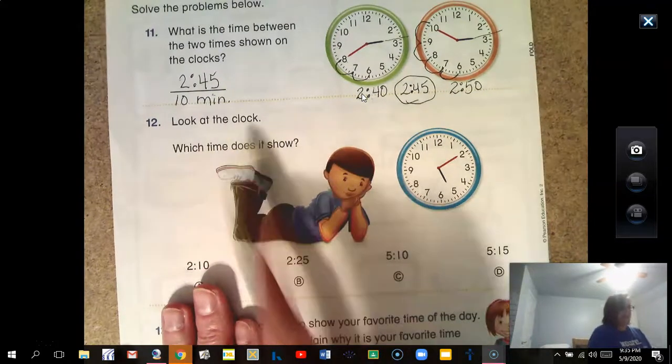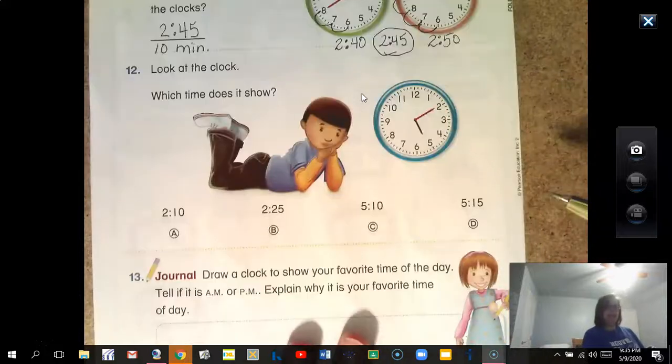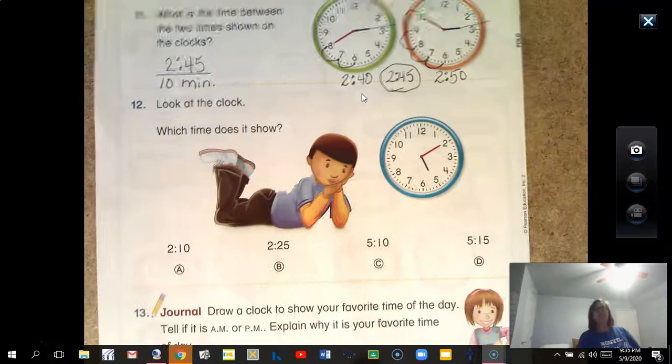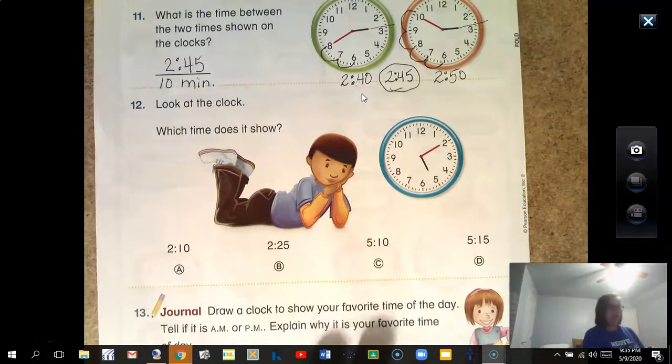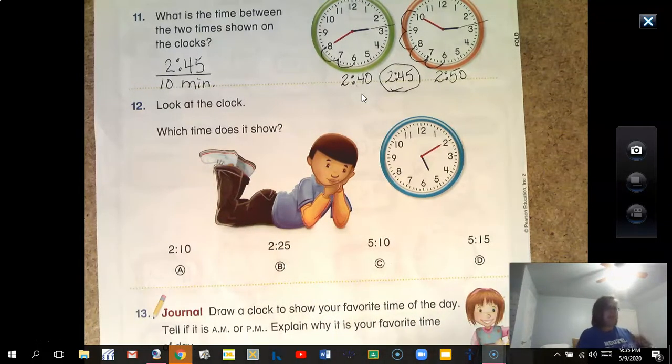All right, look at the clock. Which time does it show? So go ahead, see if you can figure this out. Look at the hour hand first, then look at the minutes. Choose one, and then I'll go ahead and do it real quick.